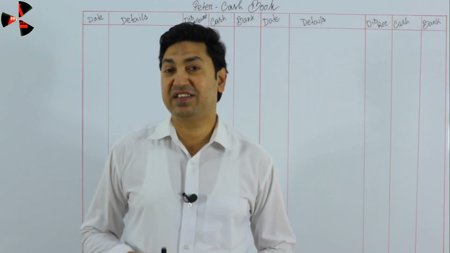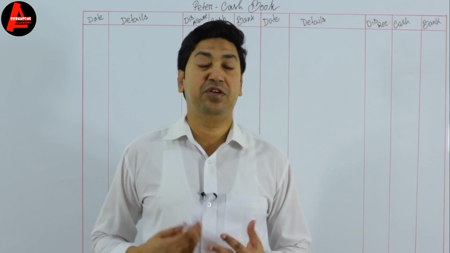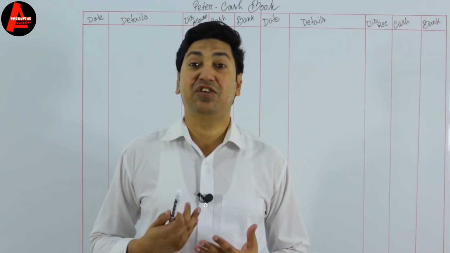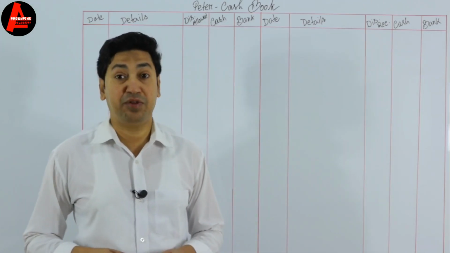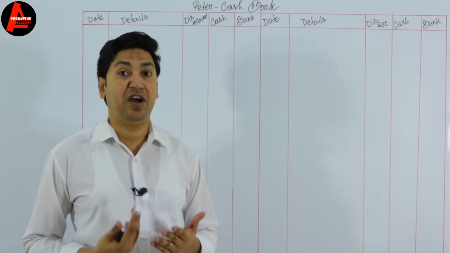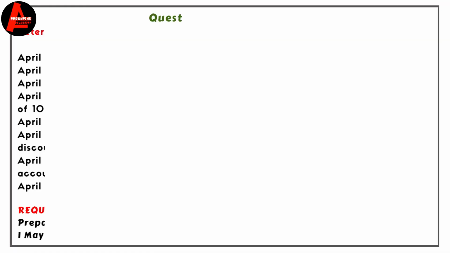Our today's topic is cash book. This chapter is quite simple, but still many of you make mistakes. So here today in this lesson, we will take a question from Cambridge IGCSE accounting first paper. I'll show you here how to answer. So let us have a look at the question on the screen.